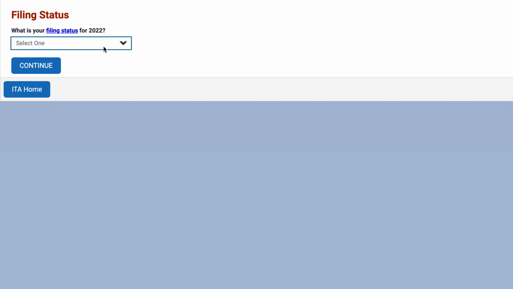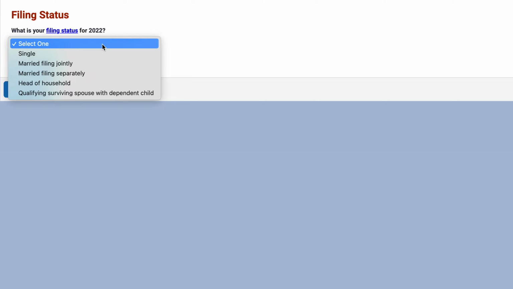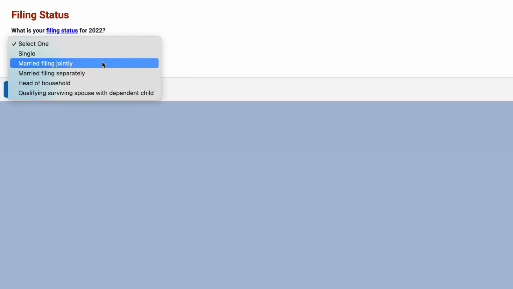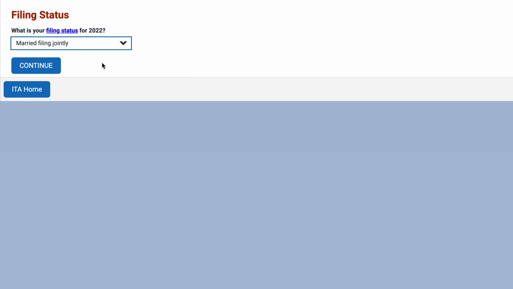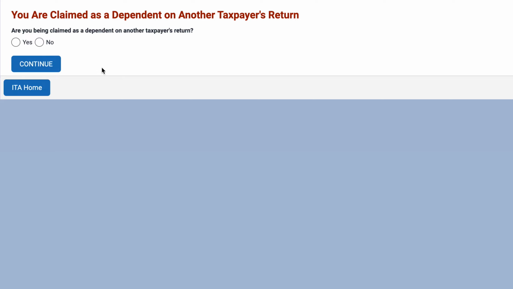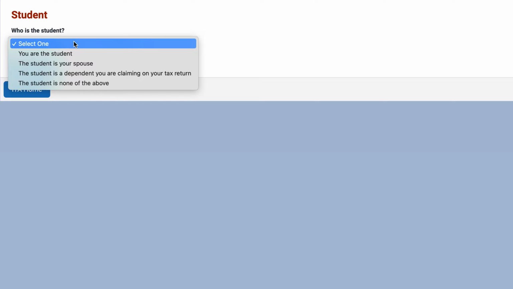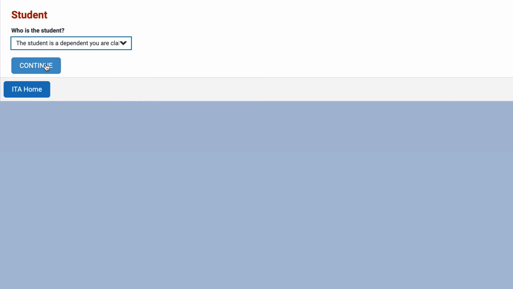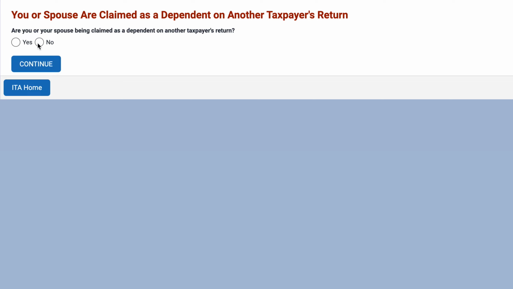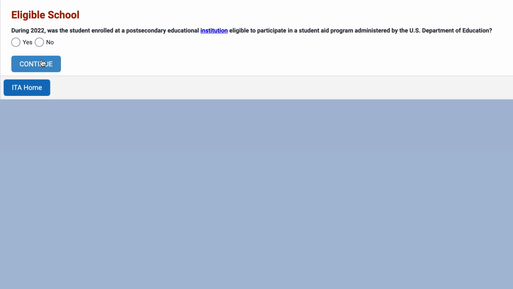The first question you'll answer is what your tax filing status is. Let's pretend that we're paying college expenses on behalf of one of our children that's gone off to college. So we're a married couple and we are not claimed as a dependent. The student is a dependent that we're claiming on our tax return. Now, are you or your spouse being claimed? No. Was the student enrolled at a post-secondary educational institution that's eligible to participate in a student aid program?